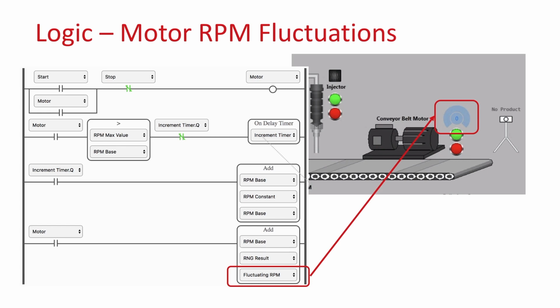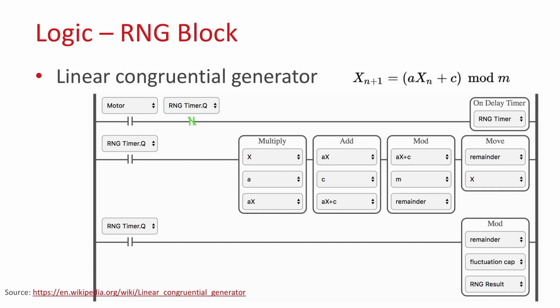So one of the things we had to do was create some logic, and one of those was a random number generator. Some of the PLCs had random number generators built in, other ones did not. And we had to program those in order to get some of those minor fluctuations in temperature and the speed of the conveyor belt to work properly.